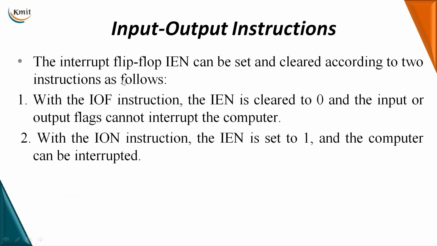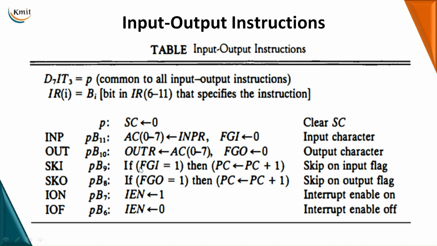The interrupt enable flip flop can be set and cleared according to two instructions as follows. I off means that it is cleared to 0, which means the input or output flags cannot interrupt the computer. I on means the interrupt enable is set to 1, which means the computer can be interrupted at any point of time. Now let us see the list of input output instructions.